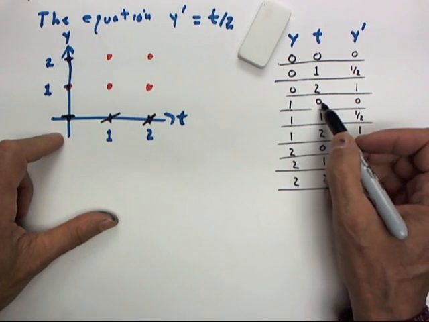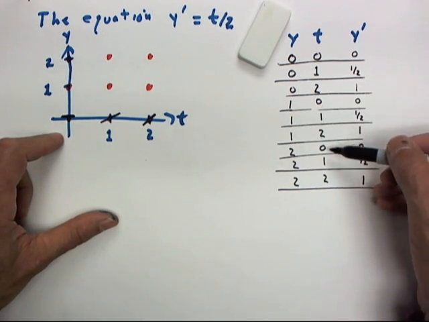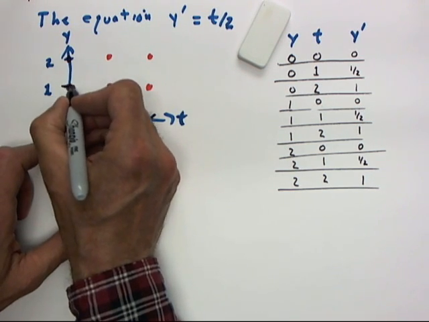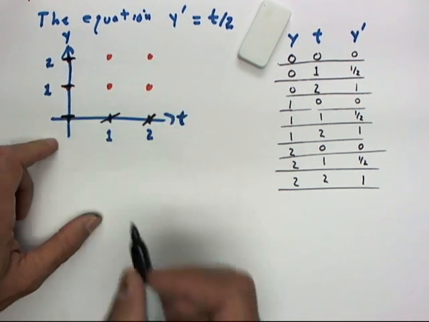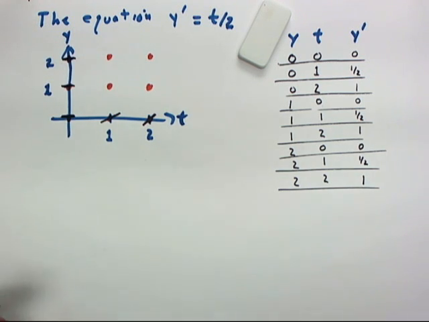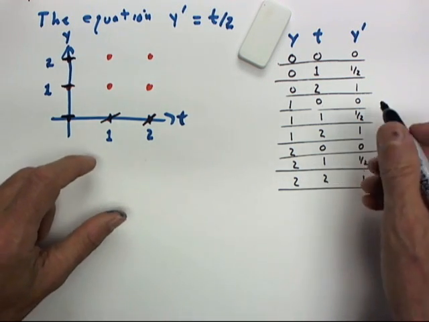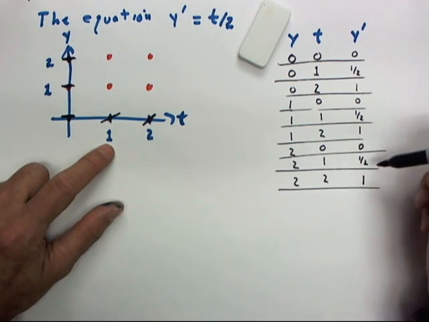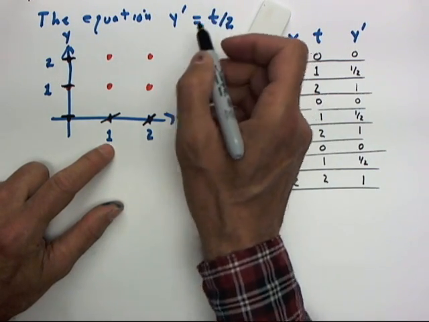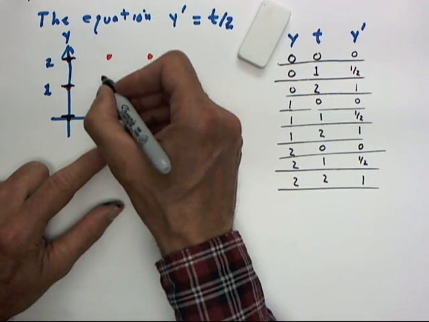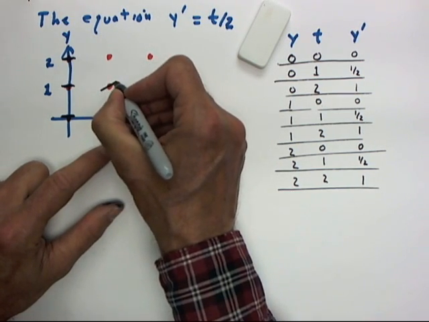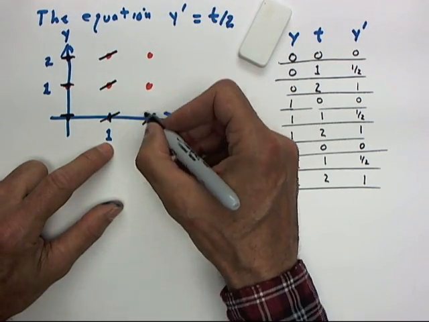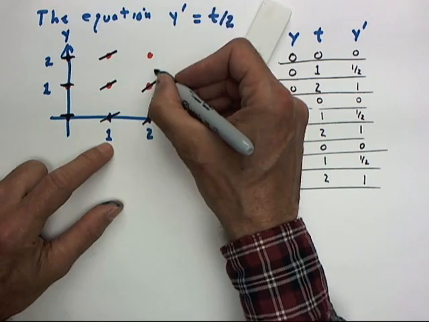And we can see that anytime t is 0, so here, here, or here, through these 3 points, the points at which t equals 0, we get the horizontal slope line. Whenever t is equal to 1, we see that y prime is going to be 1/2, and that's very easy to see from the rule. So we're going to have a slope that's identical to the one we've already drawn. And then at t equals 2, our slopes are 1.